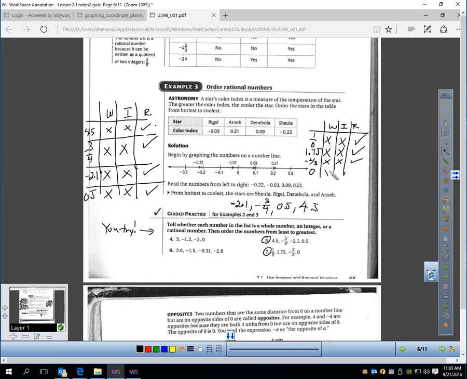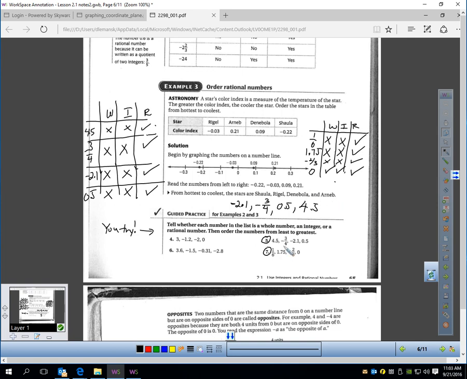Now 0 is a whole number. Now remember, if it's a whole number, it's definitely in that integer circle also, and it's definitely, oops, I just mismarked it. It is whole, it is an integer, and that makes it rational. Make sure I got my check marks right.